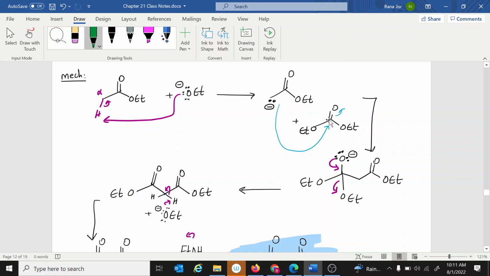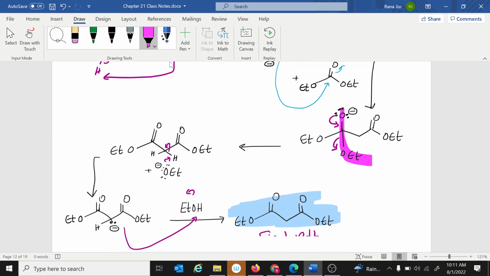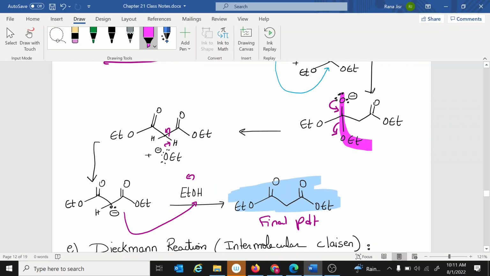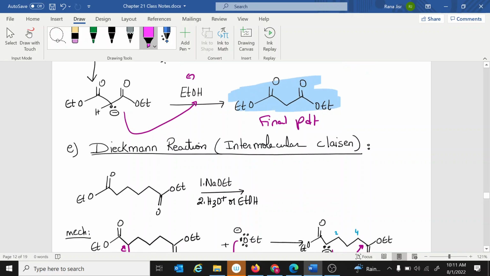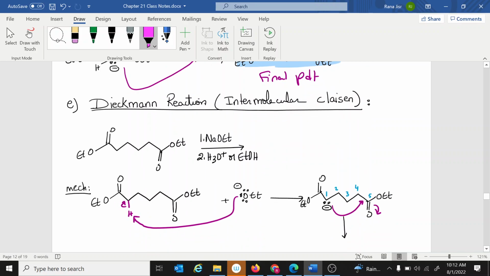That enolate forms a negative charge on the oxygen, and then resonance happens, the O-ethyl is going to leave, and then it's going to attack again, form the enolate, solvent protonates, and you're going to end up getting the final product. So that is the end of Claisen condensation.